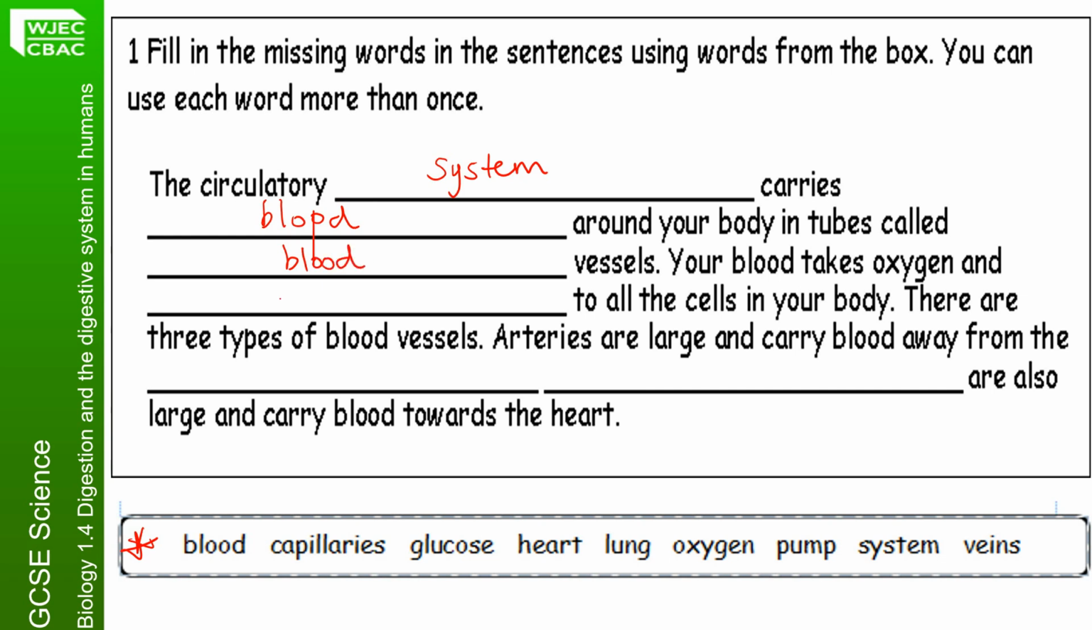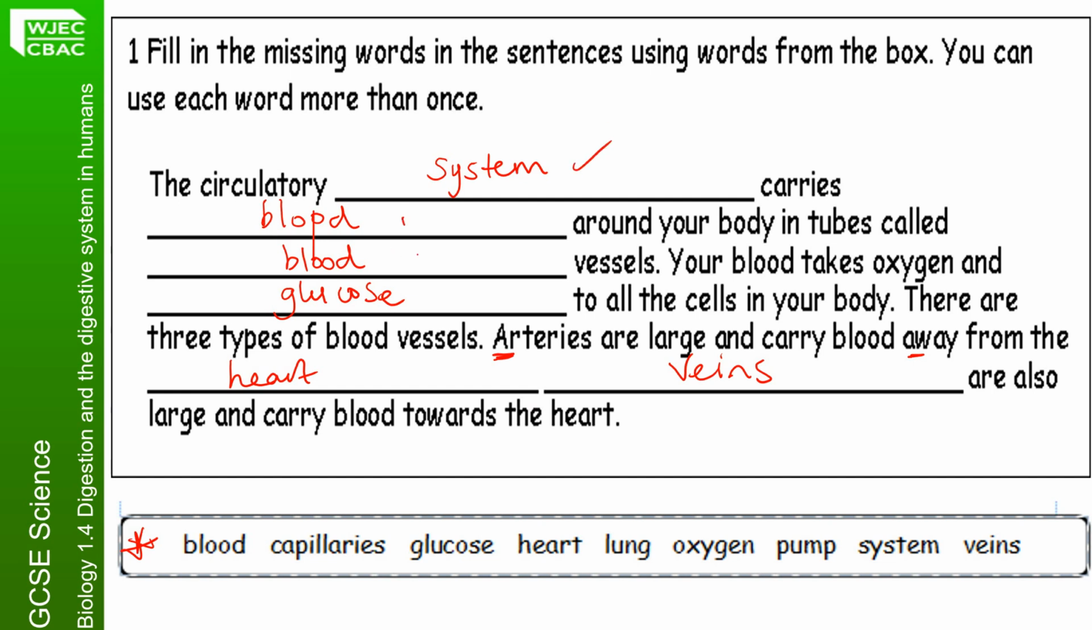Your blood takes oxygen and glucose, so they're the two substances we've already mentioned, to all the cells in the body. So obviously that's for respiration, to release energy. Remember, we don't say energy is made, it's released. And there are 3 types of blood vessels. You have arteries that are large and carry blood away from the heart. A nice, easy way to remember that is A for artery, A for away. Veins are also large, but there is a difference between their structure, and they carry blood towards the heart.